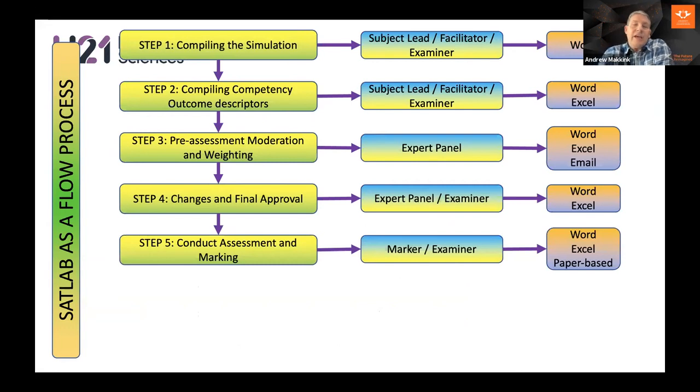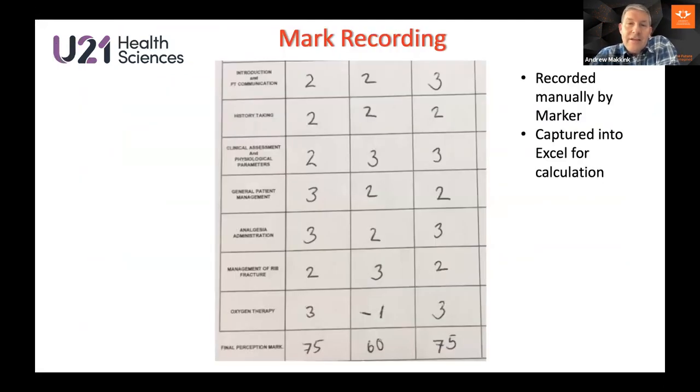Now, the conducting of the actual assessment, where the student comes in and does the SIM. Unfortunately, the way it is at the moment, it is still paper-based. And a marker will use a document similar to this. They will have a copy of the competency outcome descriptors as well as the simulation, and they will then make their judgment whether it's a 3, a 2.5, a 2, a 1. And right at the end at the bottom, they then make their final perception mark. This is then manually captured into Excel by the examiner.